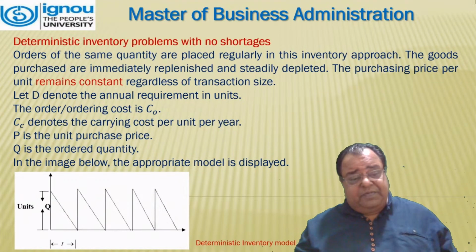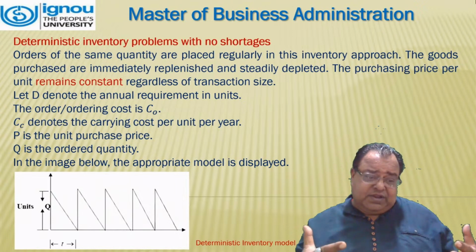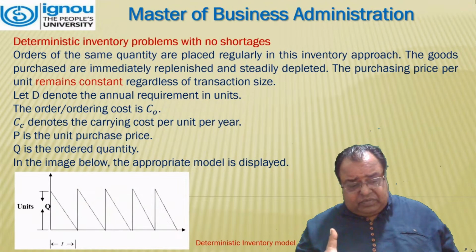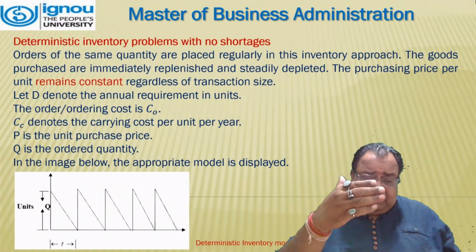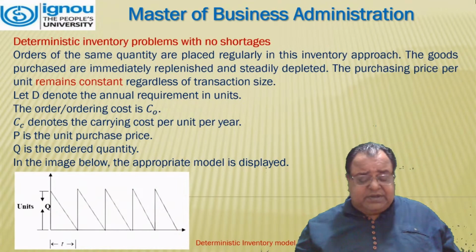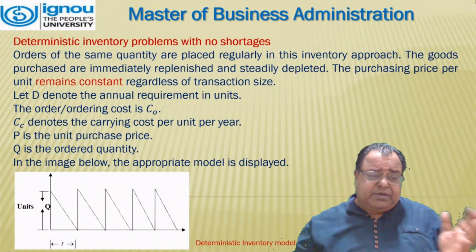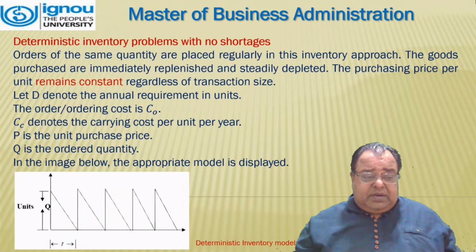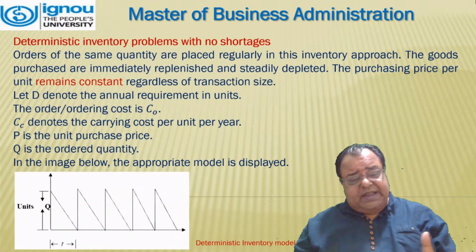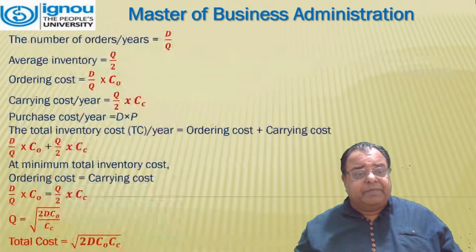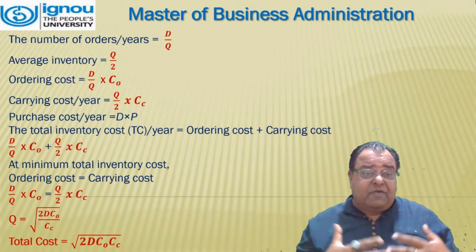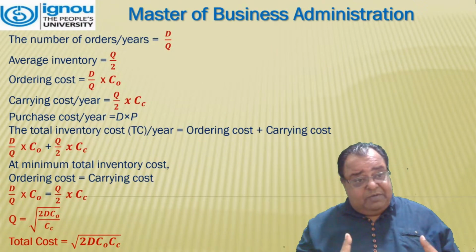Now we will see what is the appropriate model for the deterministic inventory problem with no shortages. Here we see that with the passage of time, we are getting units, and as the time passes, the stock comes down. That means it's replenishing again after a lapse of time. Again, the units are purchased. We can see that this is a zigzag type graph. Now, the number of orders per year is D by Q.